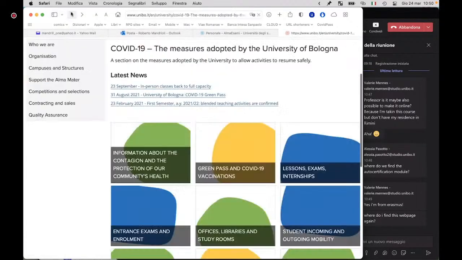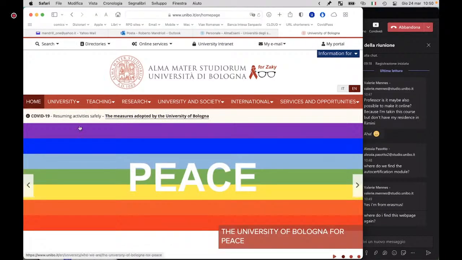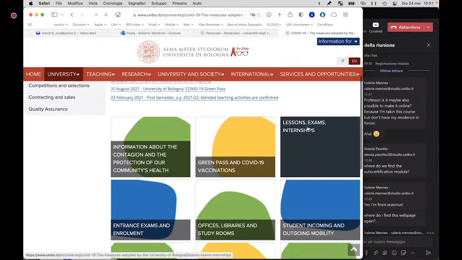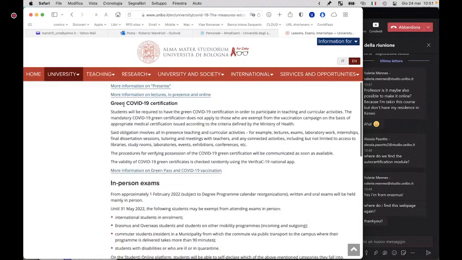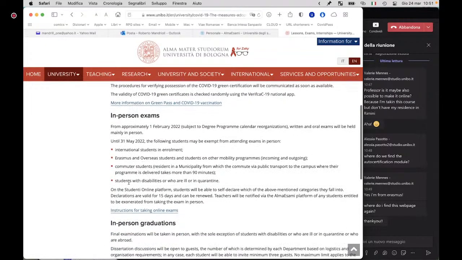It's quite easy. It's the university web page, the home page of the website, in English. Right here in the home page, you can find this one, the measures adopted by the University of Bologna, and then in the upper left corner, lessons, exams, and internships. And then here you can find a green certification for those who take the exam in presence and in person, and the instruction for certification.